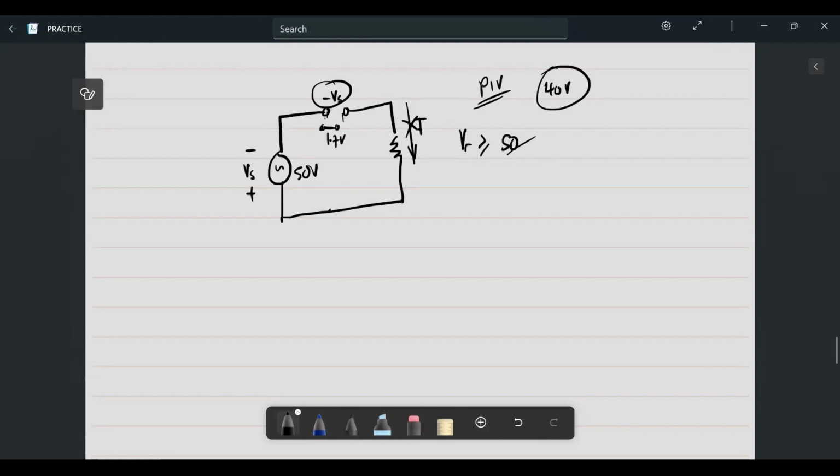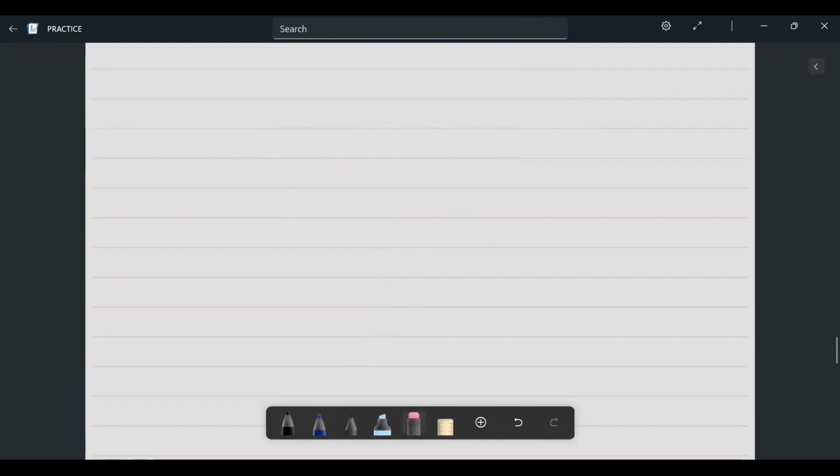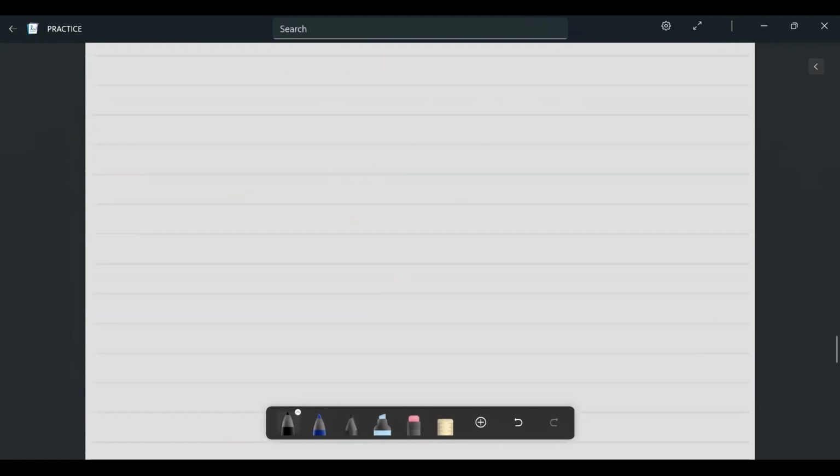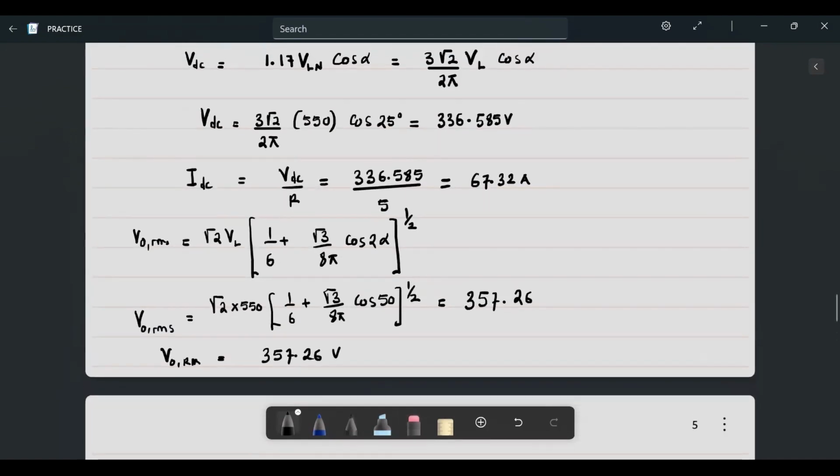So depending on where the diode is to be used and the source voltage, the rating also has to be good enough. Otherwise, if you choose a diode that has a smaller peak inverse voltage, you end up destroying the circuit. So in this case, the peak inverse voltage rating of the diode is just going to be the peak voltage of the source, right? And what is the peak voltage of the source?